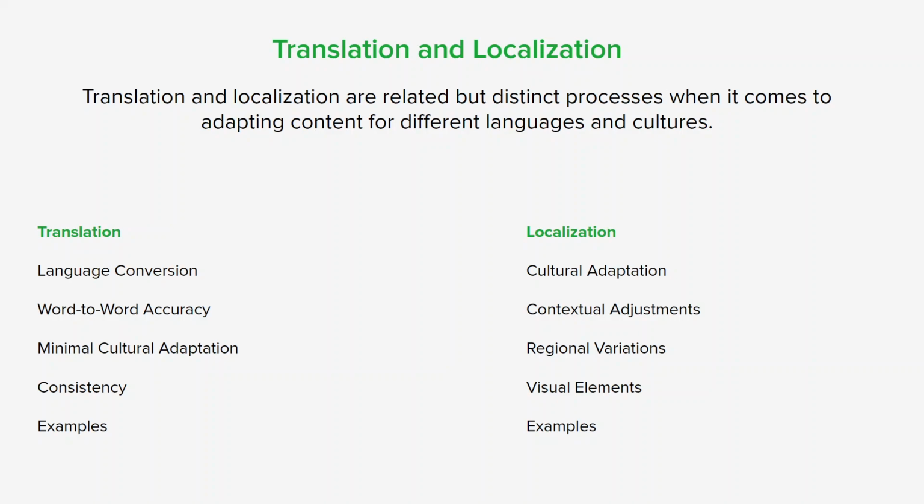In summary, translation is primarily concerned with linguistic accuracy and converting text from one language to another, while localization encompasses a broader spectrum of cultural and regional adaptation. Localization ensures that content not only speaks the language but also resonates with the local culture and context, making it more relatable and effective in the target market.